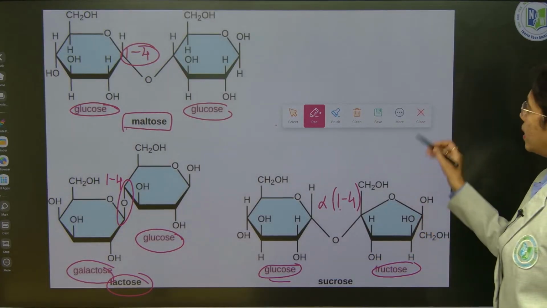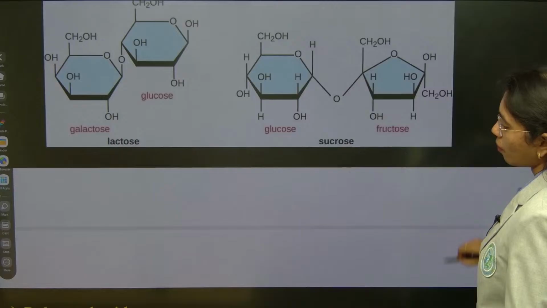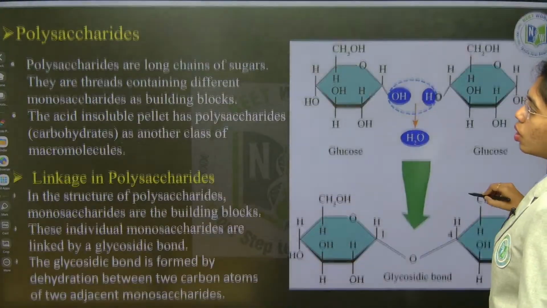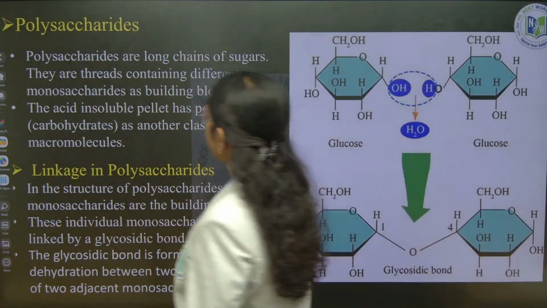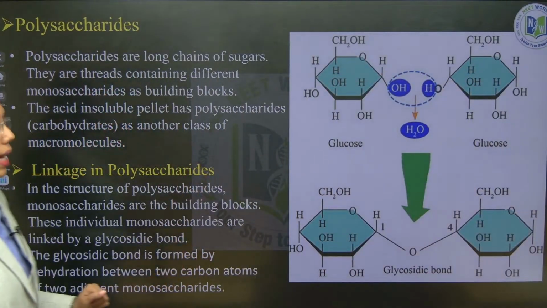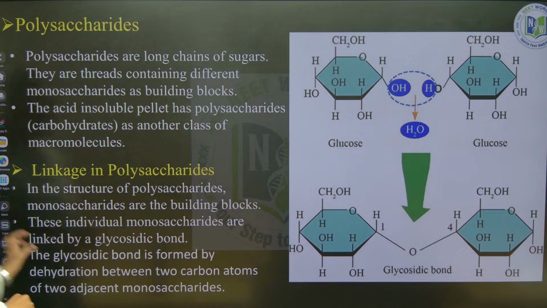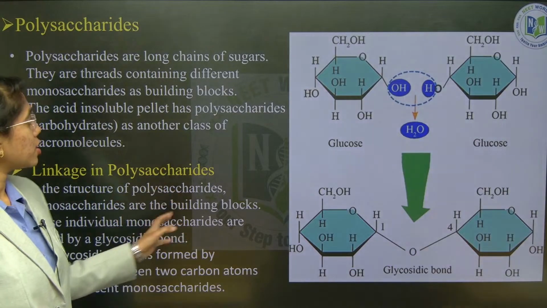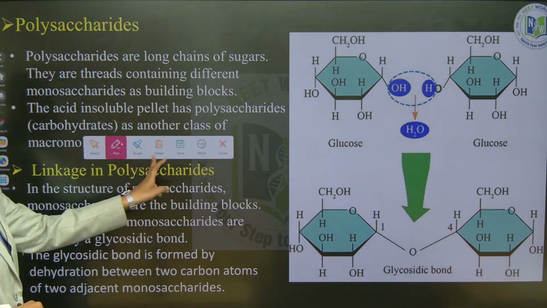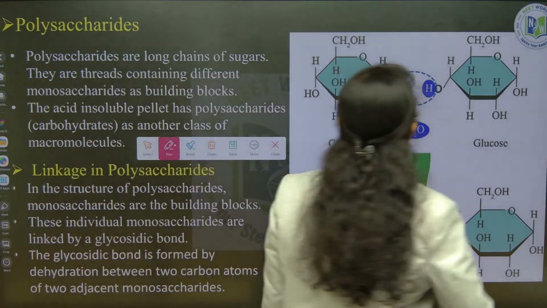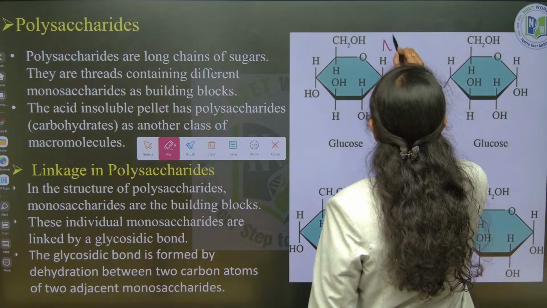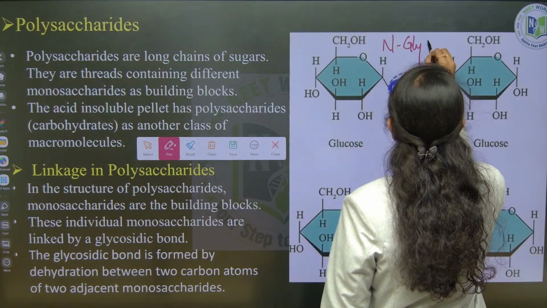Clear till here? Next you see polysaccharides. Polysaccharides are long chains of sugars. They are threads that contain different monosaccharides as building blocks. These are obtained in the acid insoluble pellet. How are polysaccharides built up? By glycosidic bonds, formed by dehydration.